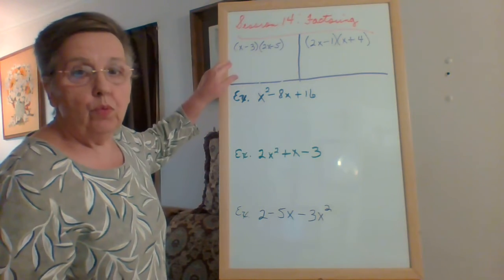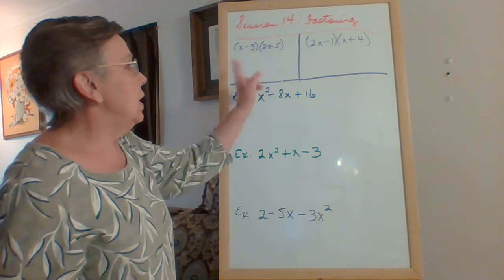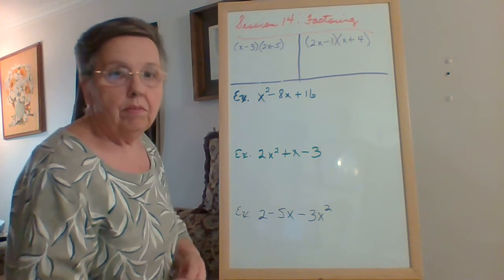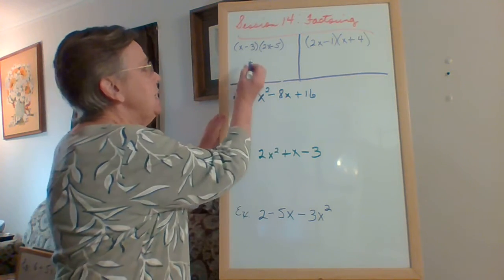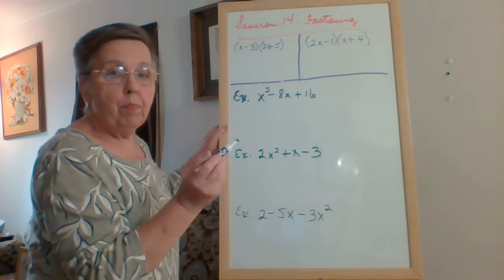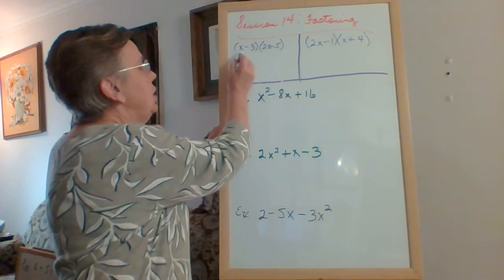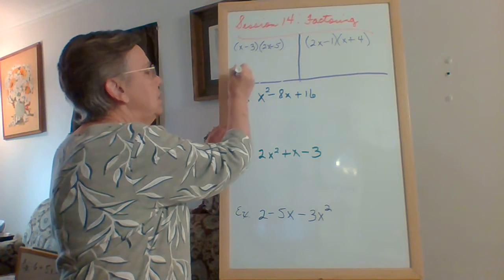First, let's review real quickly our multiplication using FOIL. There are two different types that I want to stress today, and that is x minus 3 times 2x minus 5. Remember, we multiply first. X times 2x is 2x squared.